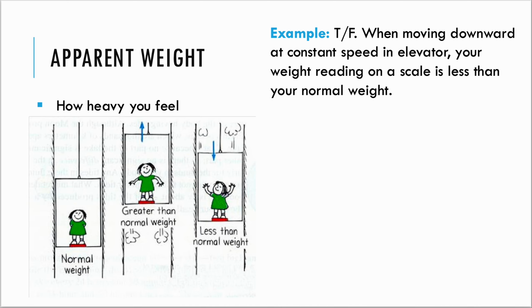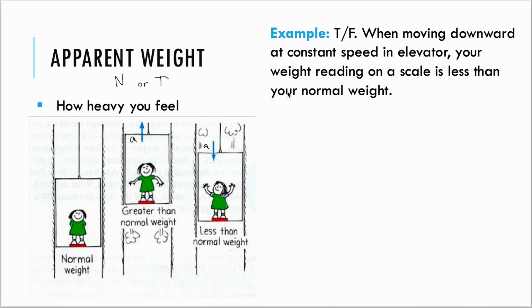Sometimes there'll be a question asking for the apparent weight. The apparent weight is typically a normal force or a tension force. If somebody's on the ground, it's going to be a normal force. If an object is hanging from a string or a scale, it will be a tension force. The apparent weight is how heavy you feel. If you're in an elevator and it's not moving, you're going to feel your normal weight. If you're in an elevator accelerating upward, you're going to feel a weight greater than your normal weight. That would be your apparent weight. If you are in an elevator accelerating downward, you're going to feel less than your regular weight.